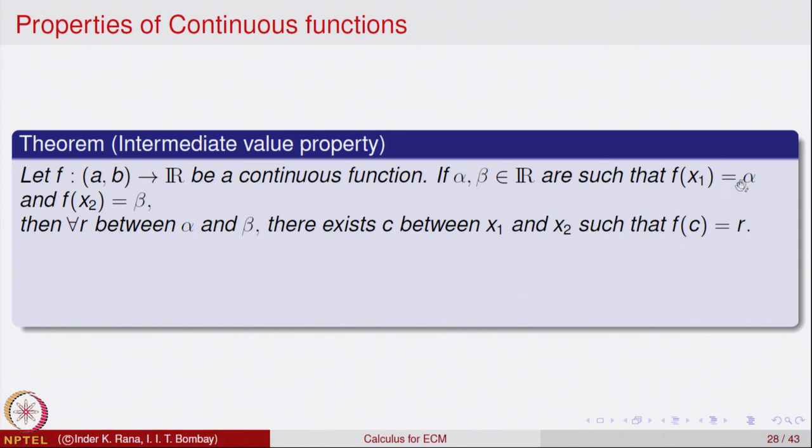That means, if two values alpha and beta are taken by a continuous function, then every other value in between alpha and beta should also be taken by the function at some point. So, this is the intermediate value, because it says that any value in between alpha and beta should be taken at least once by the function if alpha and beta are taken. So, this is a property of continuous functions, and we had seen in the previous lecture what geometrically it means.